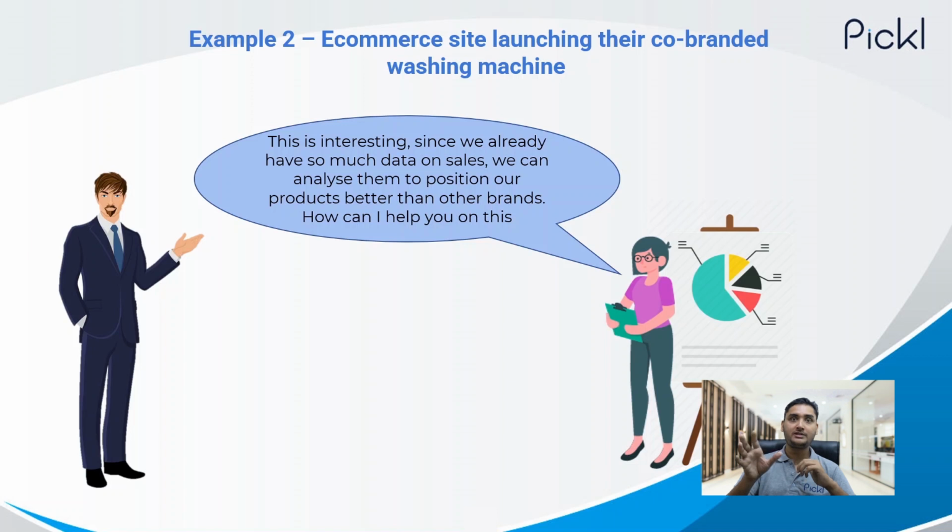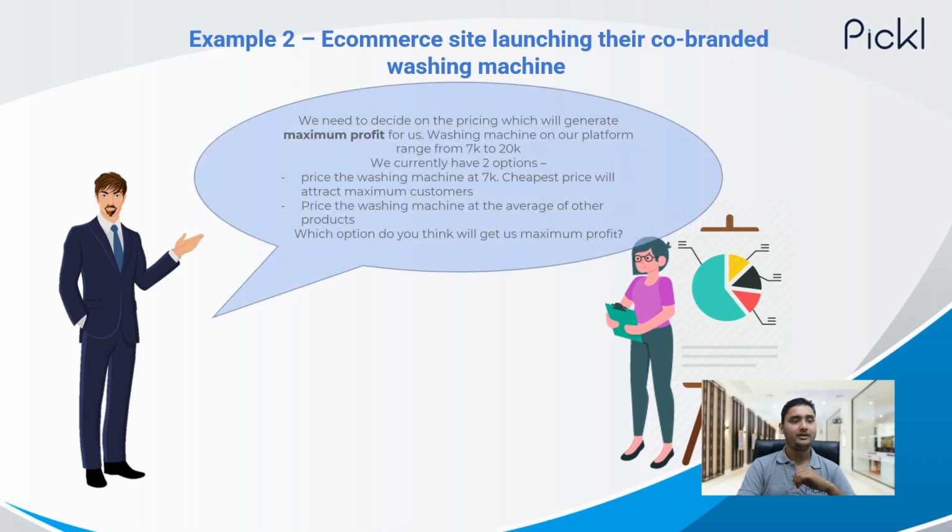We can use all this data to identify an optimal product and pricing, which we can then sell on an e-commerce platform for the highest profit. Right? The manager then further explains the problem at hand. He says that we need to decide on the pricing for our product so that it generates maximum profit. Right? Remember this point that we want to generate the maximum profit.